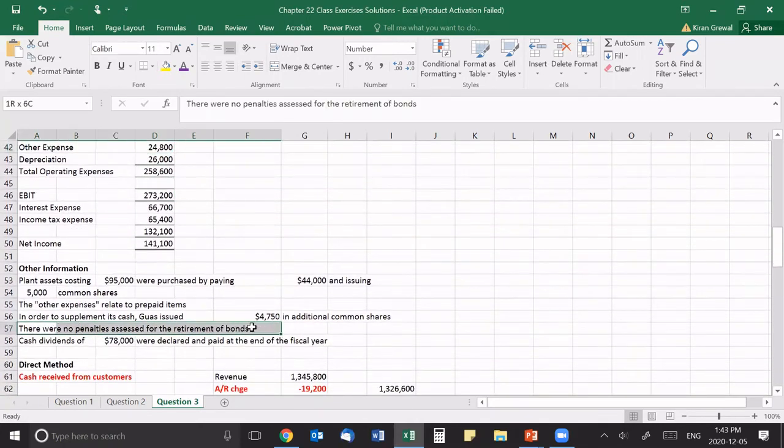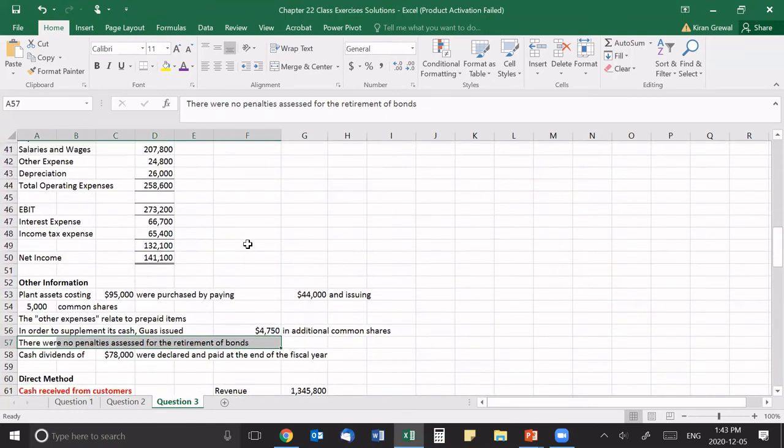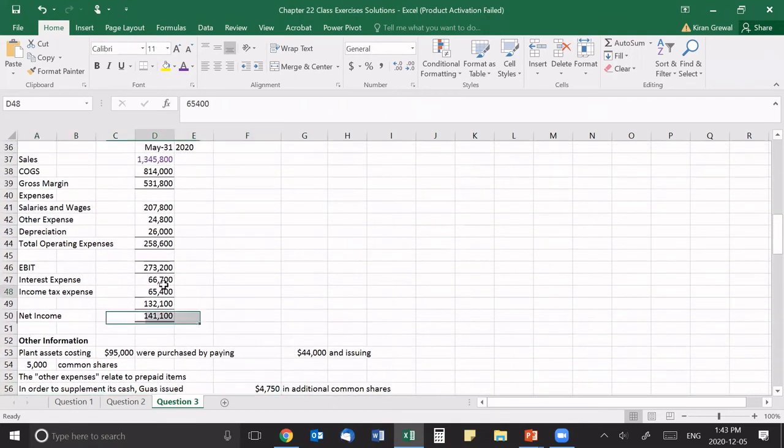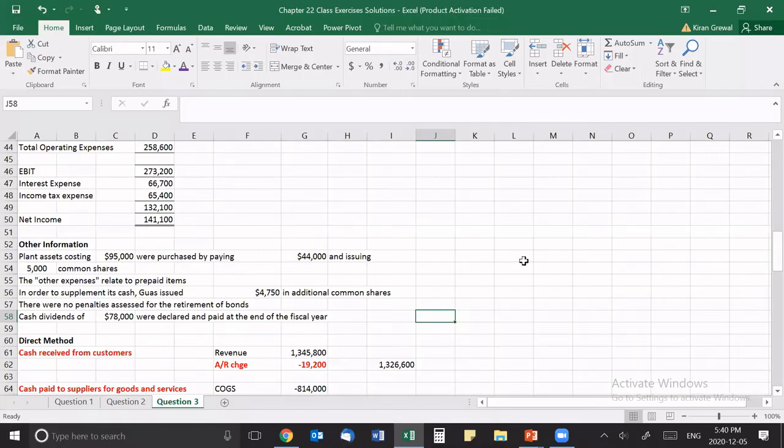There were no penalties assessed for the retirement of bonds. So we know that interest expense doesn't include any penalties or anything like that. And the last note says cash dividends of 78,000 were declared and paid at the end of the fiscal year. So in ASPE, you would put this under financing activities if it affected retained earnings. And then in IFRS, you have a choice between operating and financing. So in this case, we'll put it under financing, and I'll show you when we get to that section.